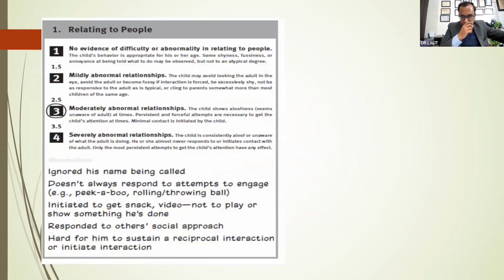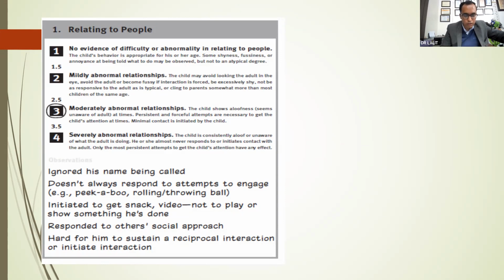Suppose in this example, the observation, so this is the scoring card. I have taken a small example of each of these. This is how the scoring card will appear. So, relation to the people. The circles are the scoring which has been done by the clinician or the person who's doing the scoring.